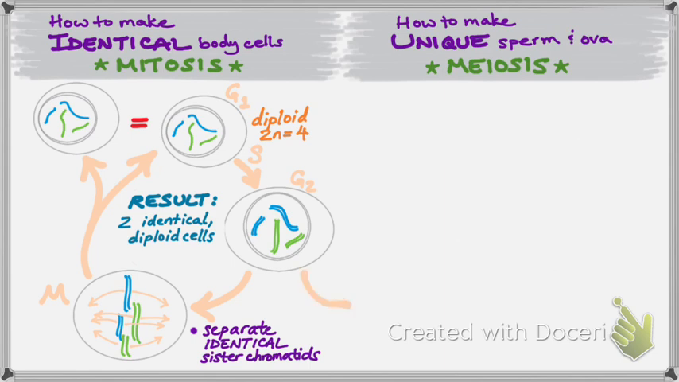The way we're going to do that, we're still starting with that cell, in this case, that has 4 chromosomes, 2 sets. We replicate those chromosomes, but now we're going to line them up a little bit differently. Instead of lining them up so you can separate the two identical sister chromatids, the two replicas, we're actually going to separate the two homologs, the two similar but not identical versions of a chromosome.